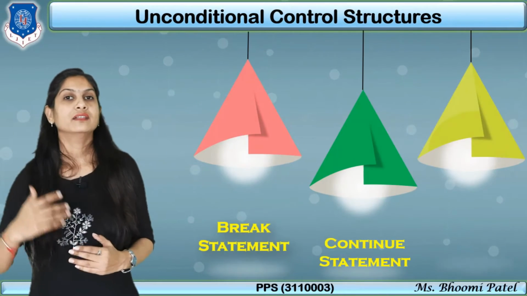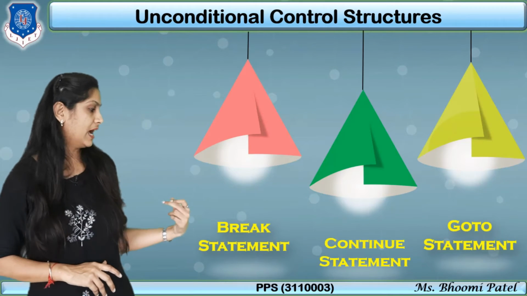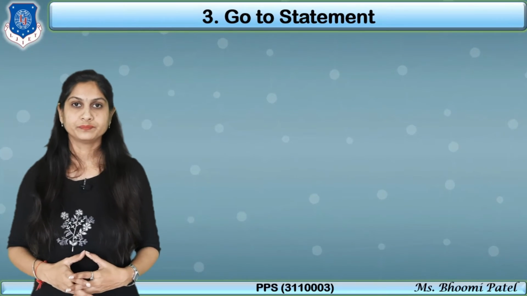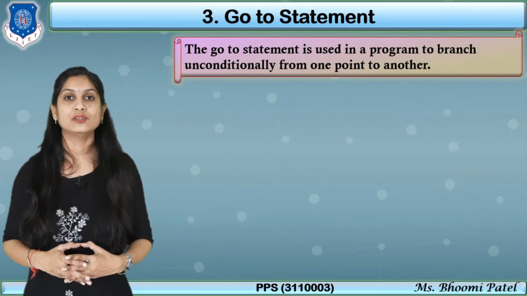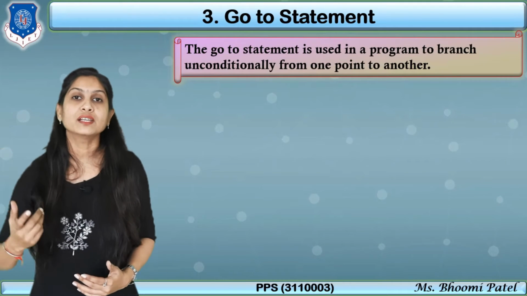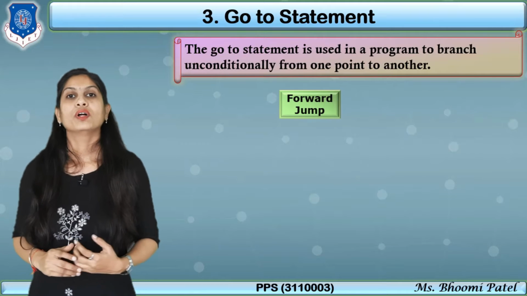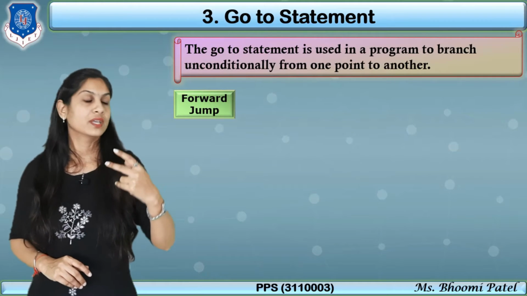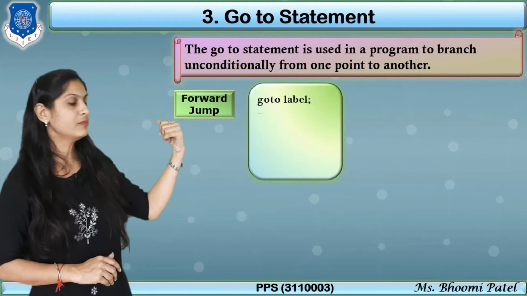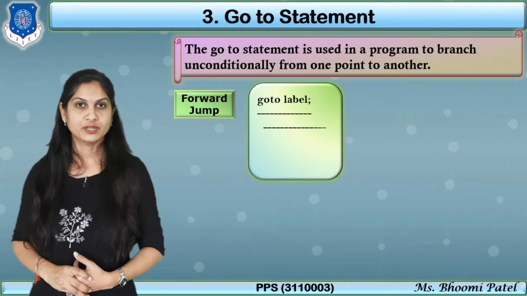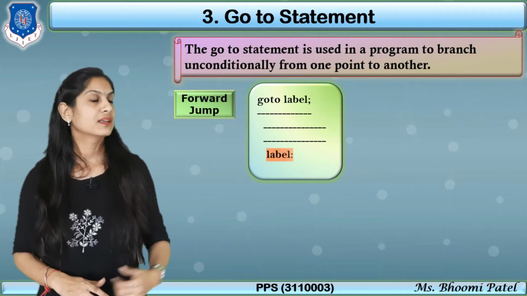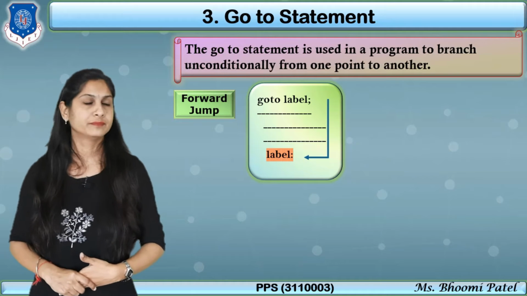Clear? And the next one, the last one, is the goto statement. It is mostly used to jump unconditionally from one place to another place. So there are two different types here. First is a forward jump and second is a backward jump. How it works, let's understand the syntax.